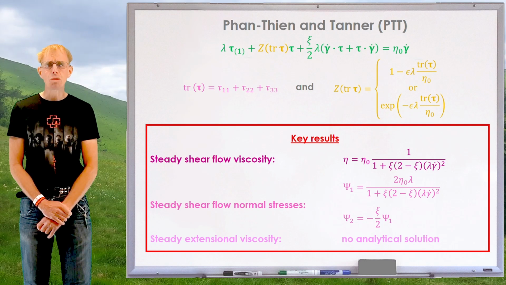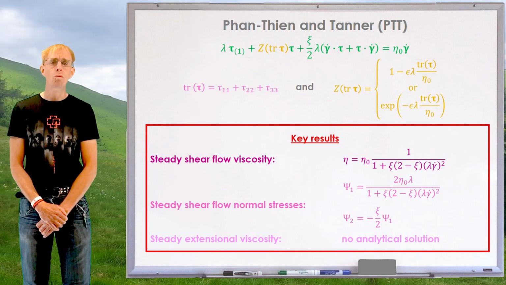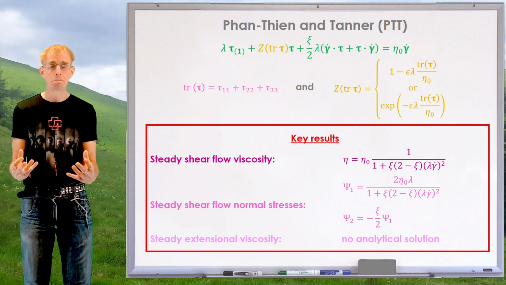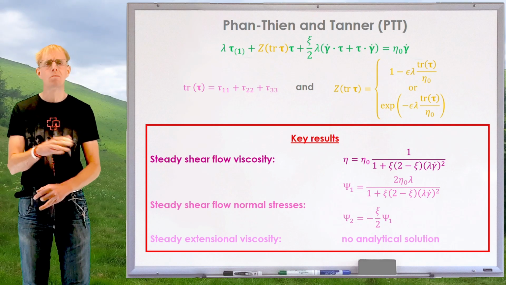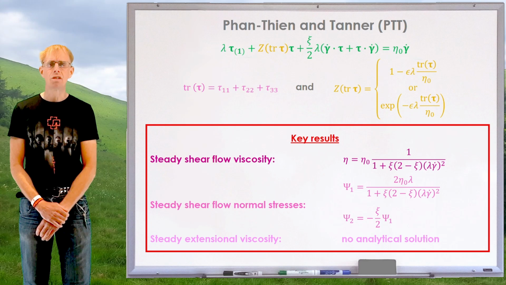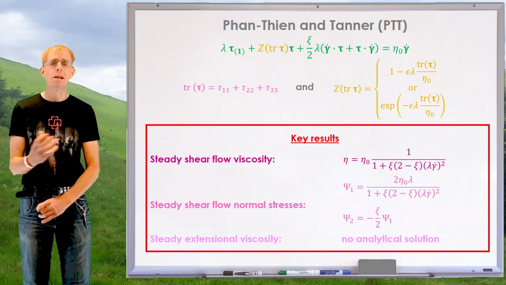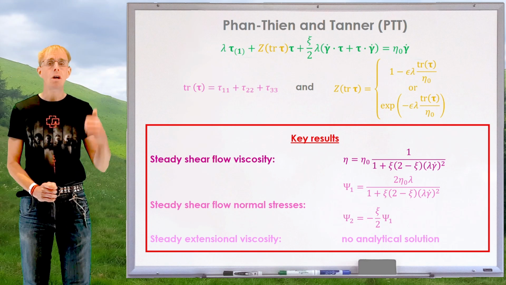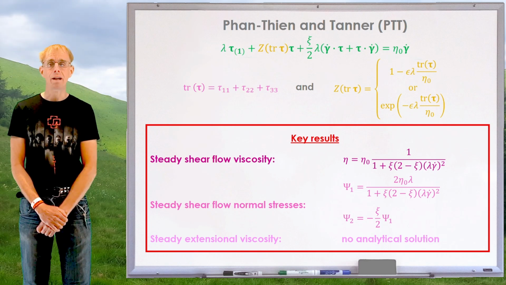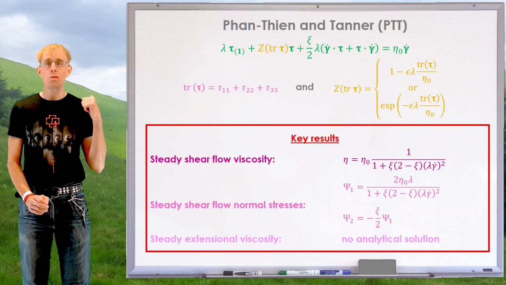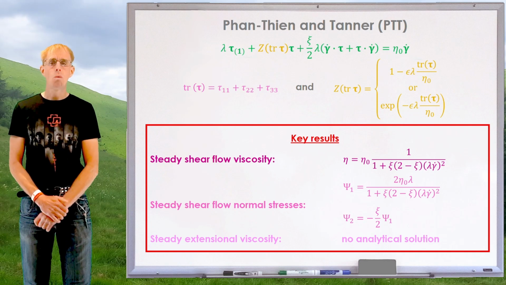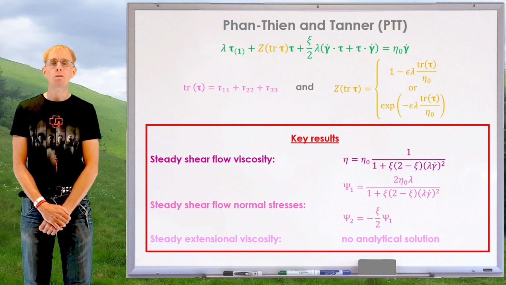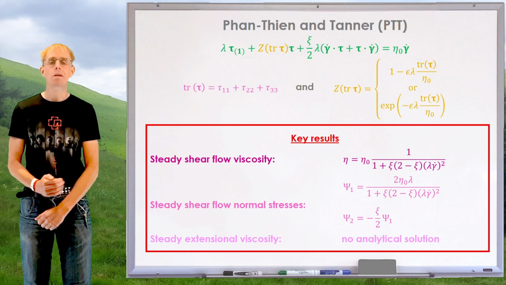So, we saw that Z(trace tau) could take one of two expressions. One is effectively an expansion of the other. We have the exponential term. We saw that that has problems with maxima in terms of extensional rate. But if we do a binomial expansion of that exponential term, we end up, if we take the first two terms, with the linear term that I've put there on the board as well. And I gave you three key results: one for the steady shear viscosity, and one result each for each of the normal stress coefficients, psi1 and psi2.